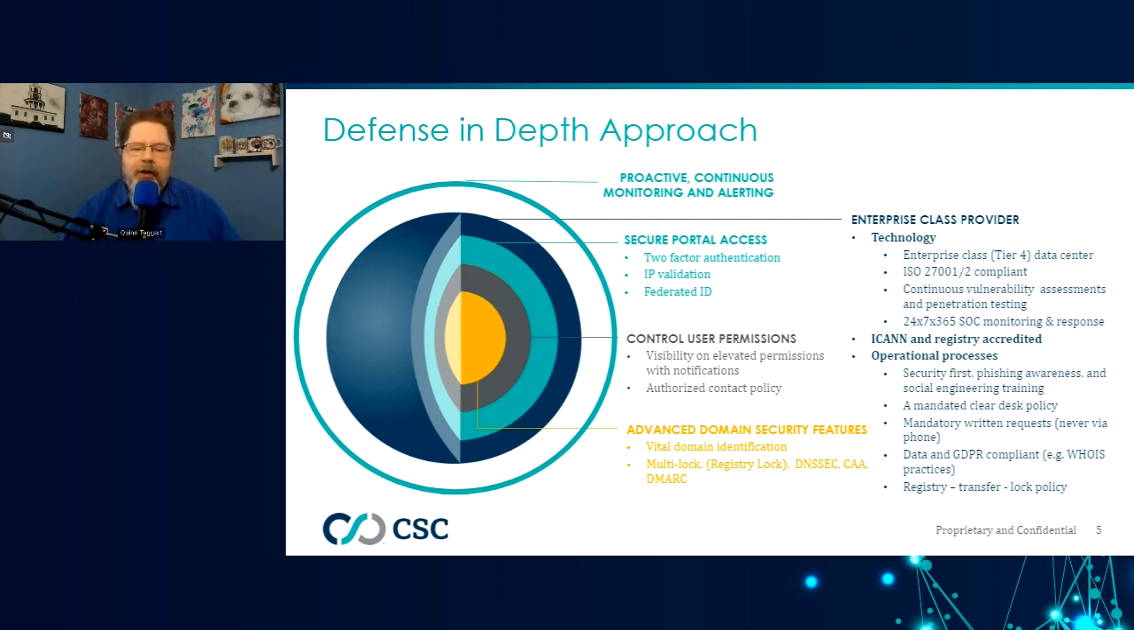It's extremely important. Now, part and parcel with that is the next layer out when we start looking at portal access. And of course, two-factor authentication is a must nowadays, but there's other things like IP validation and federated ID that'll give people the ability to take advantage of their single sign-on credentials within their organization to also access CSE's domain management portal. And then, of course, the all-encompassing layer on the outside is where the enterprise class provider really comes into play. And you want to make sure that if you're looking at a provider, you really take a deep dive and make sure that they're capable of handling all of the major security and relational elements that are going to protect your brands online. So we'll head into the next slide here.